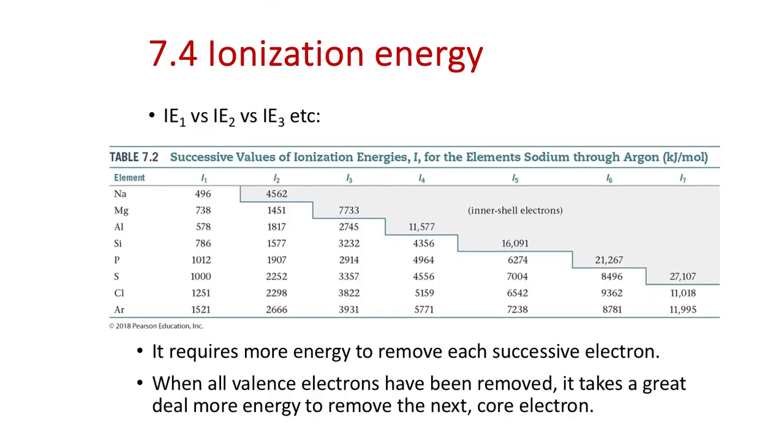Okay, so this slide here, I think I just meant to delete it. This was in your notes. I just wanted to mention that there's a second slide that's the same as before with a couple of different bullet points that are basically the same thing. It requires more energy to remove each successive electron. And then when all the valence electrons have been removed, it takes a great deal more energy to remove the next electron, which is a core electron for that original atom. So you can imagine removing all the outer electrons and getting to those inner core electrons; a lot of energy is going to be required to remove one of those.